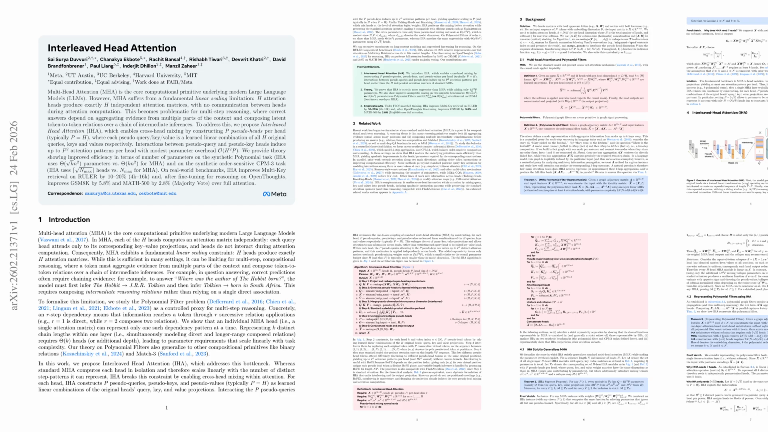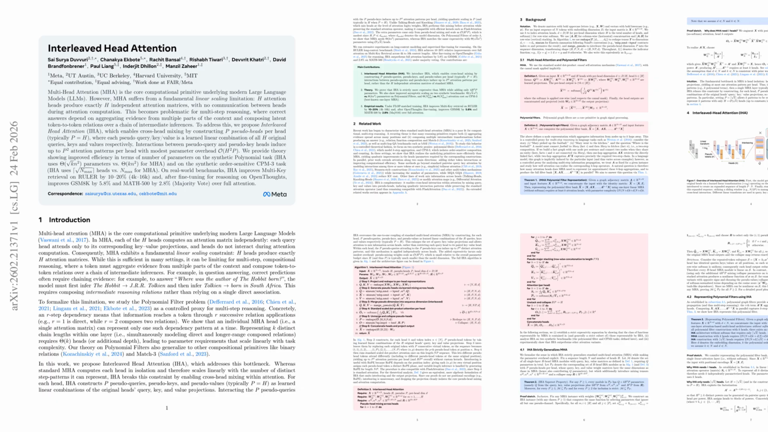Let's explore the first paper, Interleaved Head Attention. Interleaved Head Attention, IHA, targets a core bottleneck of standard multi-head attention. H heads yield exactly H independent attention matrices, so a single layer cannot jointly express multiple compositional relation patterns without adding heads or depth. IHA removes this isolation by learning P pseudo-queries, pseudo-keys, and pseudo-values per head as linear combinations across the original H heads, then running standard scaled dot product attention on the interleaved pseudo-token sequence.